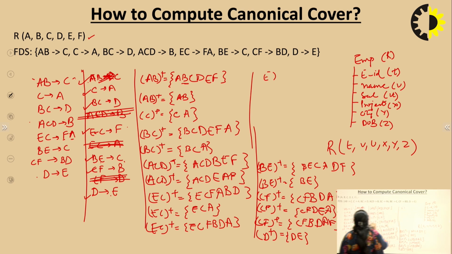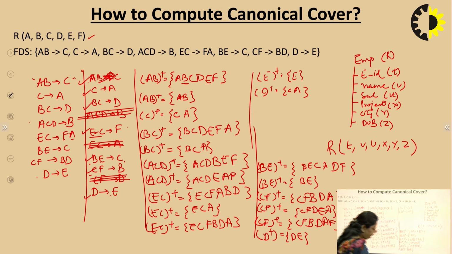We will see, for example, EC determines F. So compute E alone and compute C alone. From E, what are you able to find out? Only E. From C, what are you able to find out? C, A. From AC, are you able to find out anything? No. So we are unable to decompose it, E or C. Similarly, in this way, we are unable to decompose BE, CF or AC. So these are the minimal canonical cover of this functional dependency.